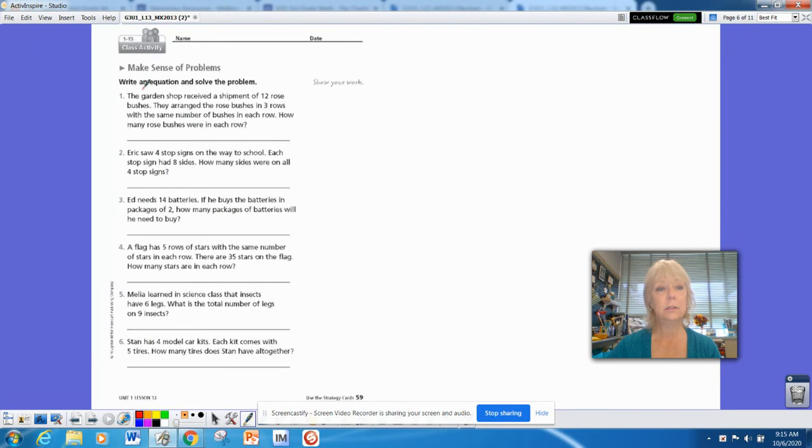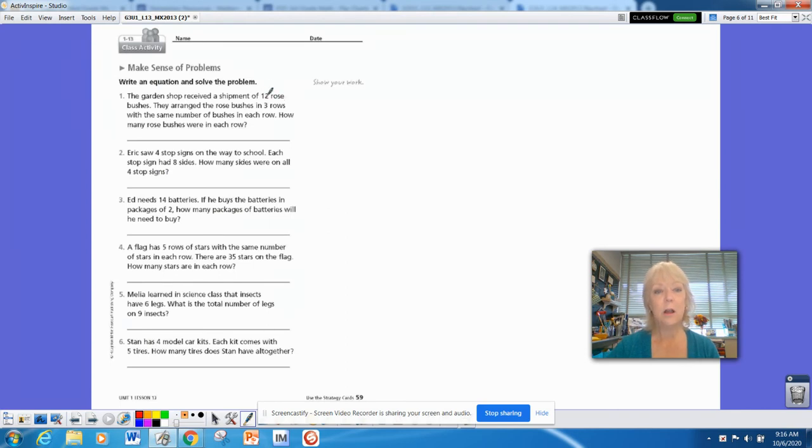All right, so let's take a look here. The garden shop received a shipment of 12 rose bushes, and they arranged the rose bushes in 3 rows with the same number of bushes in each row. How many rose bushes were in each row? All right, so what are we dealing with? What are they asking us to do?